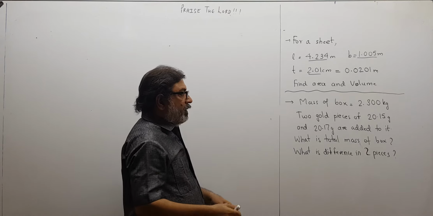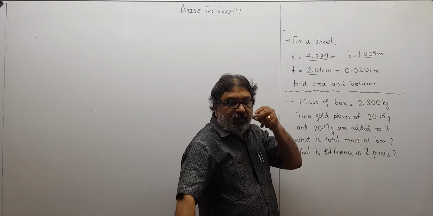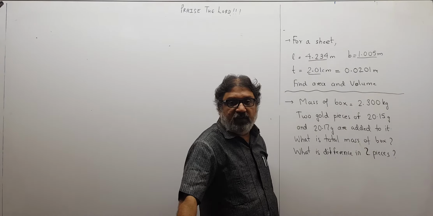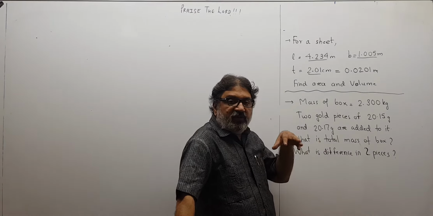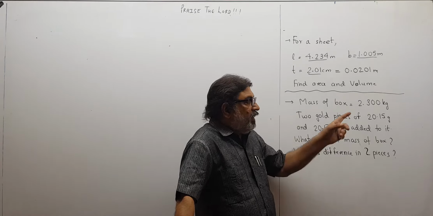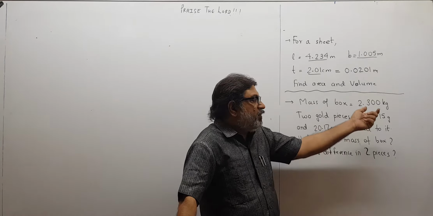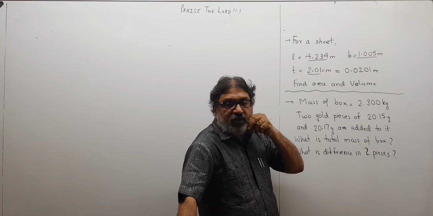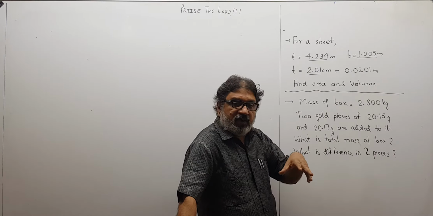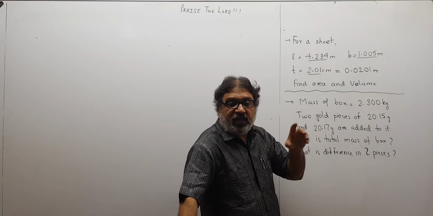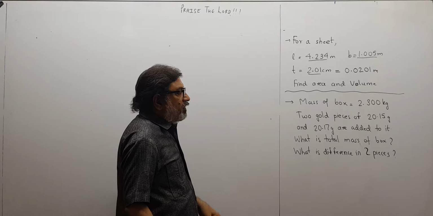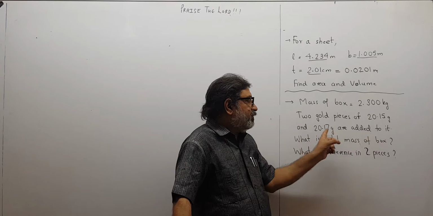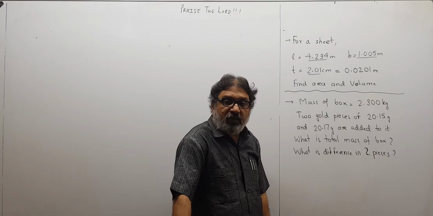See children, the mass of the box is 2.300 kg. Now in some of the books, it is 2.3 kg. Therefore the answer will be different because the precision is different. If you write 2.300, that means there is precision of 3 decimals. If in your book it is given as 2.3 kg, the answer will be different. The mass of the box is this much, and in that box, 2 gold pieces of these many grams are added. What is the total mass of the box now?